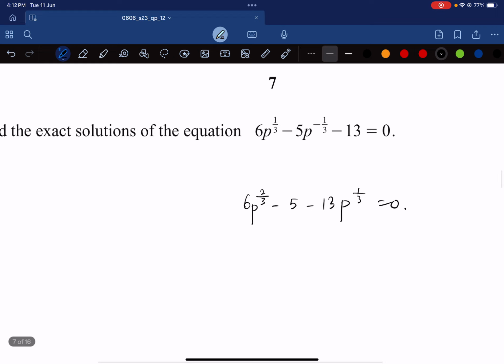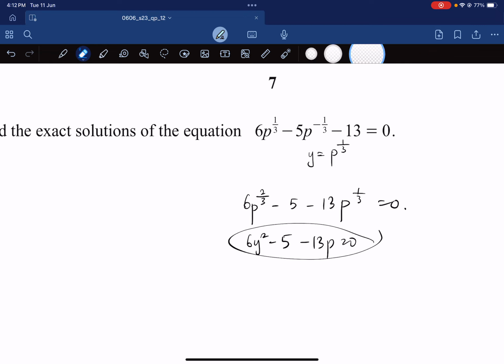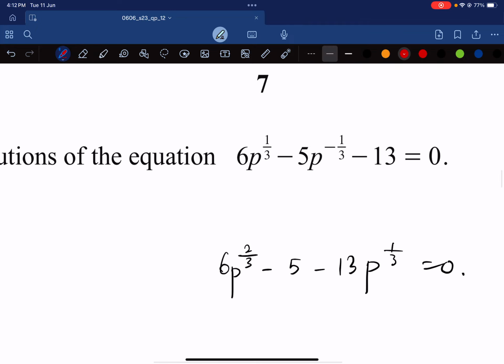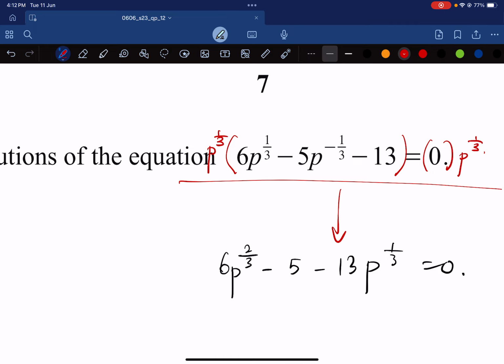If you let y equals p to the power of 1/3, then this will be 6y squared minus 5y minus 13, which is a quadratic. Just solve it. But now they are not giving you in this way, but giving in this way. Actually from this to this is just one more step further, right? We just need to multiply both sides by p to the power of 1/3. We are done. Then you get this thing, right?